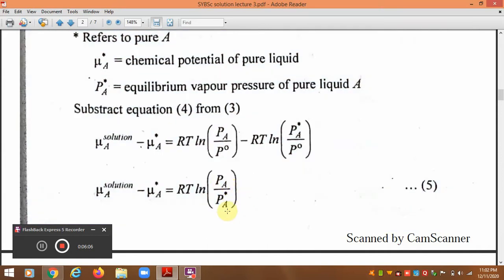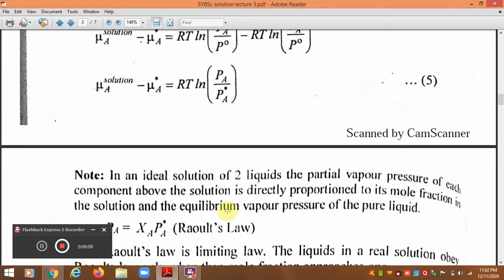Simply we will have P upon P star A. So in this way, this is the chemical potential of A in solution minus the chemical potential of pure molecule A, and this is equal to RT ln of P upon P star.